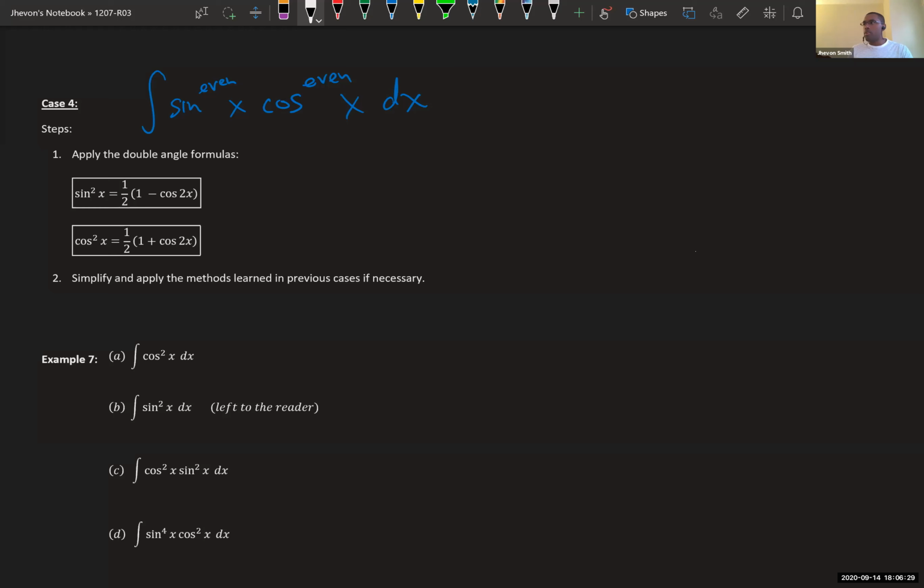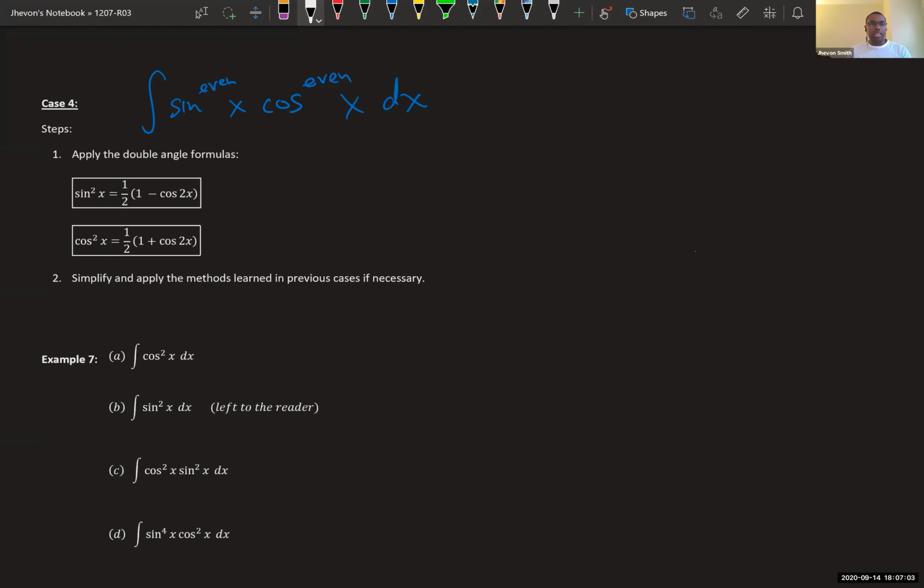So these come from the addition formula for cosine. You know that cosine of a plus b is cosine a cosine b minus sine a sine b, which means that cosine of 2a is cosine squared a minus sine squared a. So in that example, cosine of 2x is going to be cosine squared x minus sine squared x. If you solve for the sine squared, you end up with the first equation that you see in a box. If you solve for the cosine squared, you end up with the second equation that you see in a box there, right?